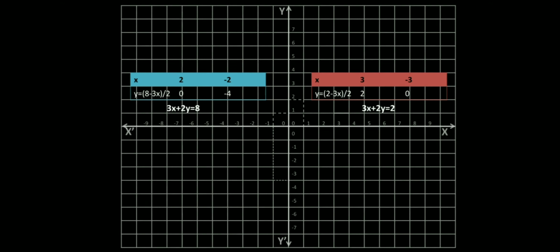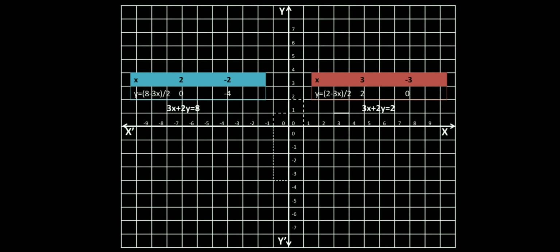Now bringing the graph. Now plotting all the points, we have 4 points. Okay, 2 comma 0, minus 2 comma minus 4, 3 comma 2, minus 3 comma 0.